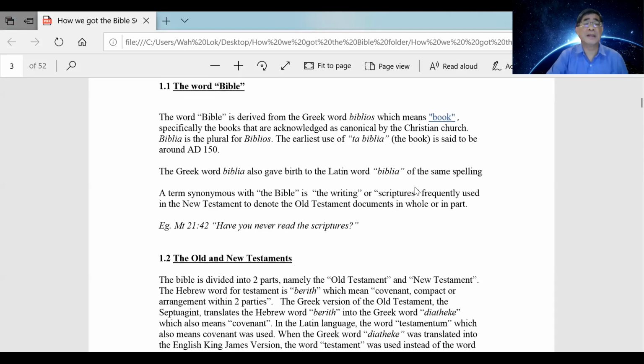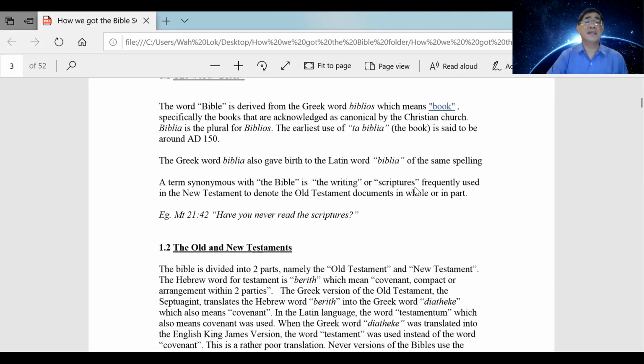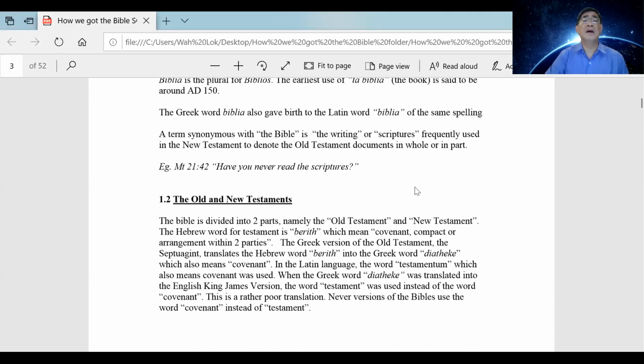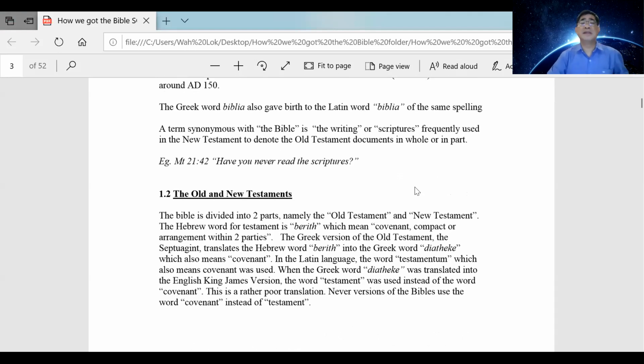The Greek word biblia gave birth to the Latin word biblia, which also means book. So the Greek word went into Latin, transliterated also as biblia. A term synonymous with the Bible is the writings or Scriptures, frequently used in the New Testament to denote the Old Testament documents in whole or in part. You can see here, Matthew chapter 21, verse 42, it says, have you ever read the Scriptures?